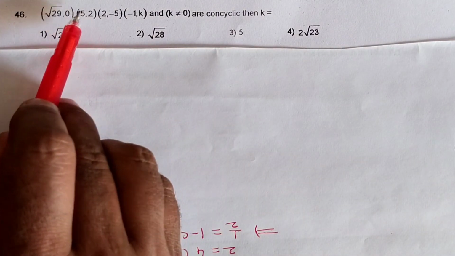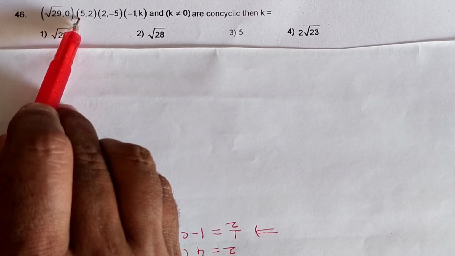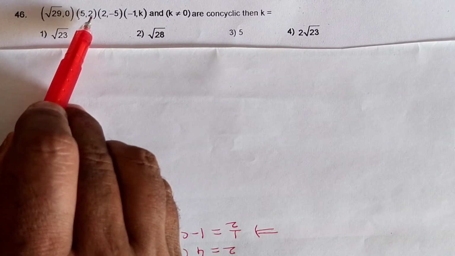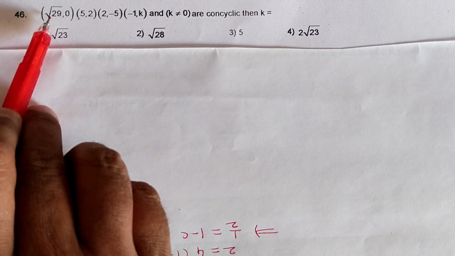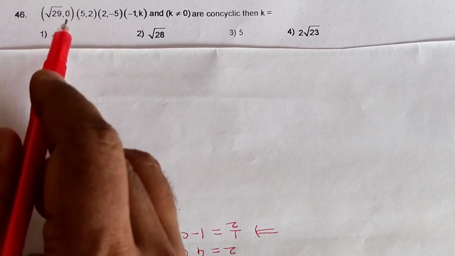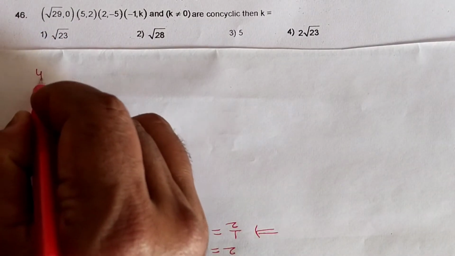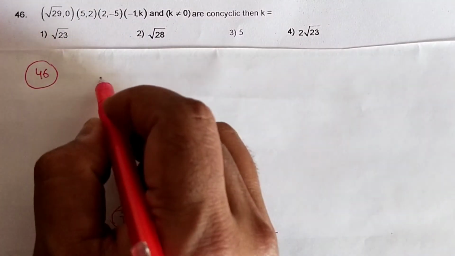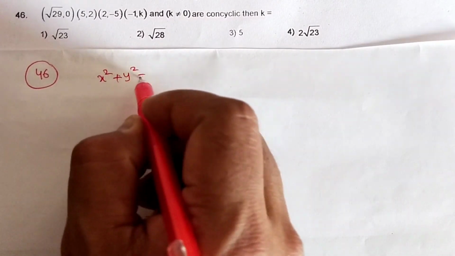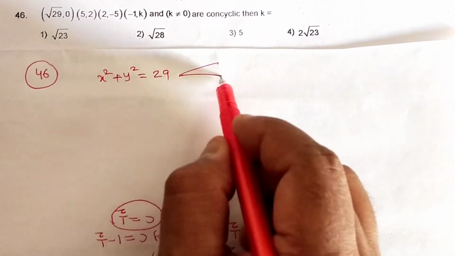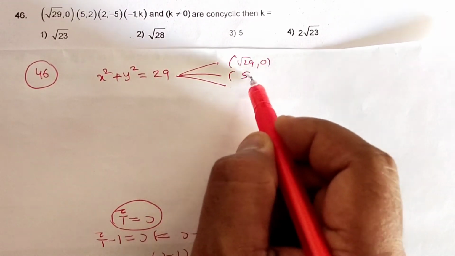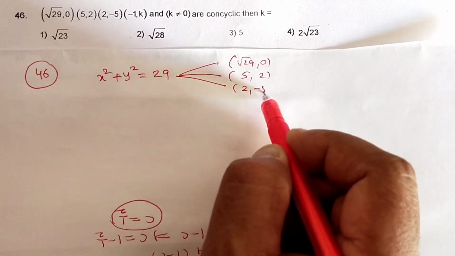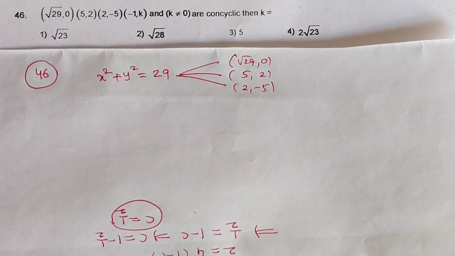5 comma 2, sum of the squares of these two, 25 plus 4, 29. Even this also, 4 plus 25, 29. Here it is equal to this value, no? So by observing, these points are satisfying this equation, x square plus y square equal to 29. Which points? Root 29 comma 0, 5 comma 2 and 2 comma minus 5. These points are satisfying this circle x square plus y square equal to 29.